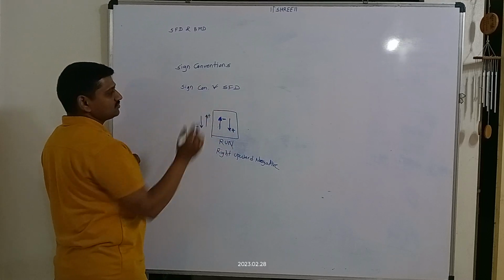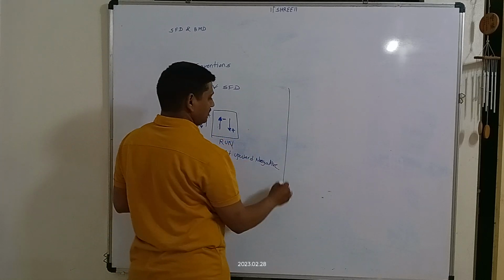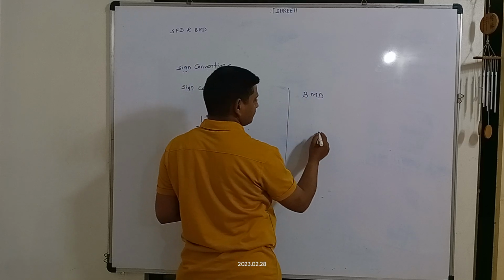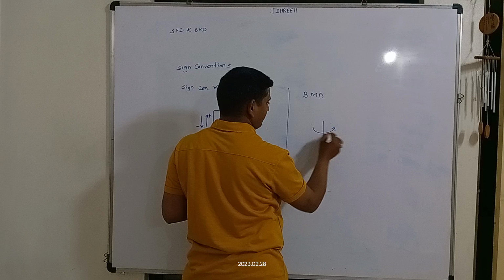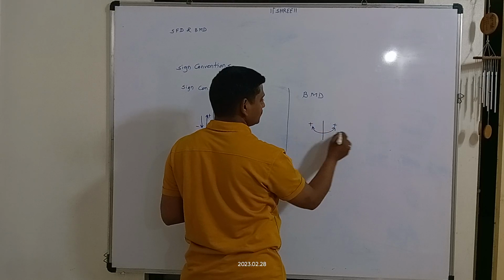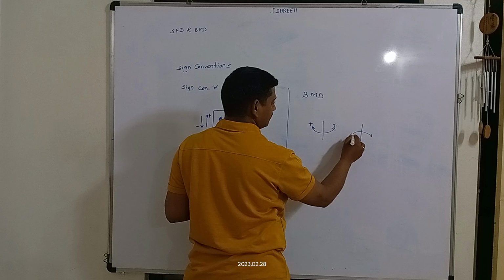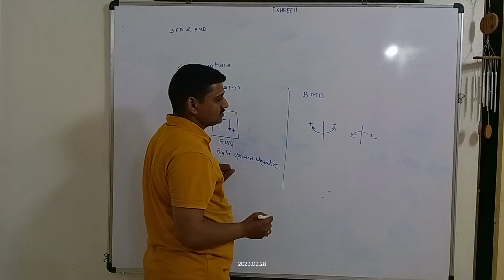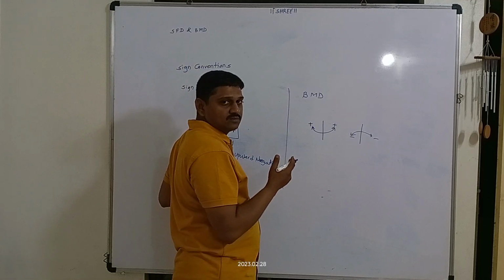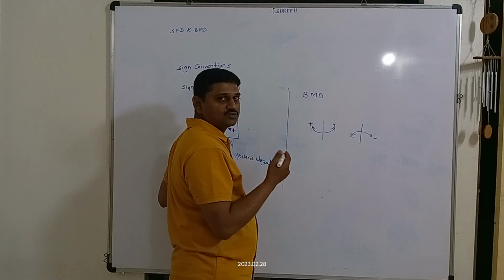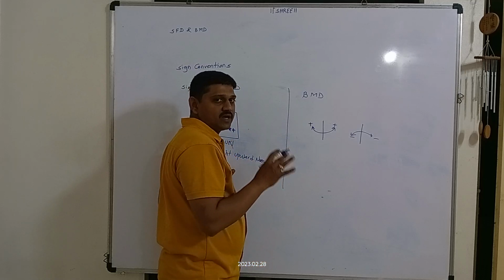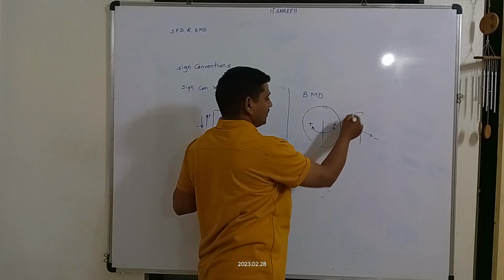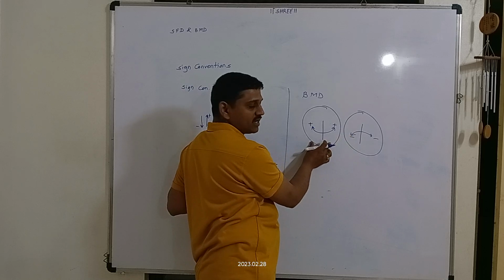This is sign conventions for shear force diagram, and sign conventions for bending moment diagram is like this. This is positive, and this is negative, this is also negative. How to remember this? Nowadays we are using WhatsApp, Facebook and a number of social media. In that we are using smileys. We can convert it into smileys. This is smiling face.